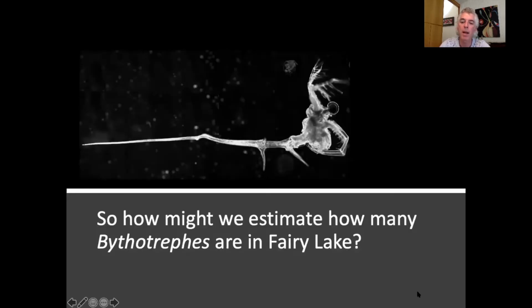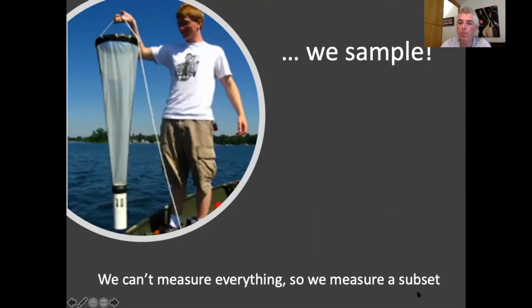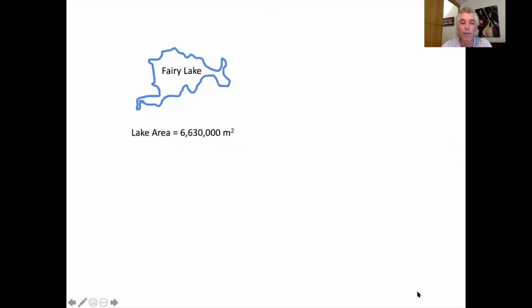So how might we then estimate how many Bythotrephes are in a particular lake, let's say Fairy Lake? Well, the solution is that we sample. We can't measure everything, so we measure a subset of things and use that sample to create a best guess. So for example, we might consider Fairy Lake as the entity that we wanted to try and understand and how many Bythotrephes are in it. Now, Fairy Lake is a reasonable size, about 6.6 million meters squared. We're not going to be able to drag a net through all of it.